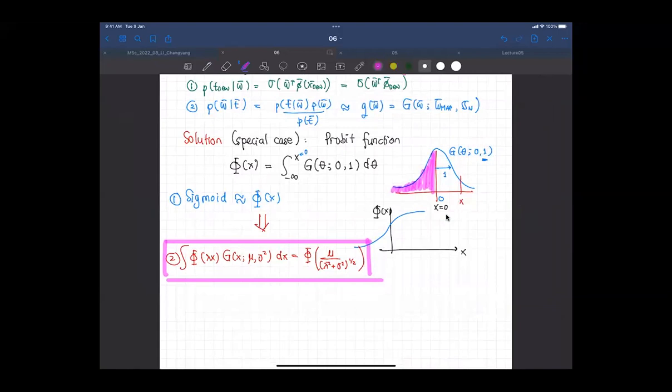The integration problem can now be solved based on the second equation. But the second equation relies on the first assumption, that the sigmoid can be approximated by the probit function. The integral of a Gaussian function multiplied by an integral of a Gaussian function will give you a probit function, because the probit here is an integral of a Gaussian. So this is a double integral, actually, if you look at that point.